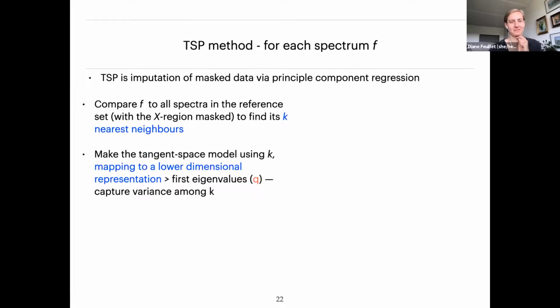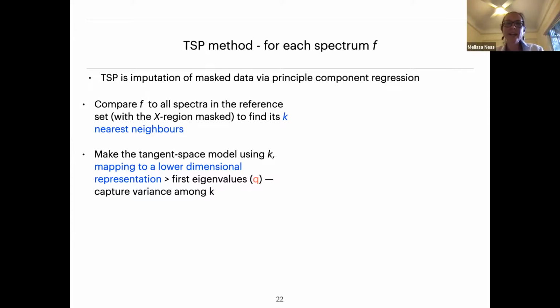So I'm going to run really fast over how this works because it's very simple. For every star you care about, you compare that to all other stars in your reference set, so all other stars in your survey, with its little region masked that you want to predict to find its k nearest neighbors. And that's one of the 2 hyperparameters you set in this procedure. You then make a so-called tangent space model using those k nearest neighbors by mapping it to its lower dimensional representation using a simple PCA.